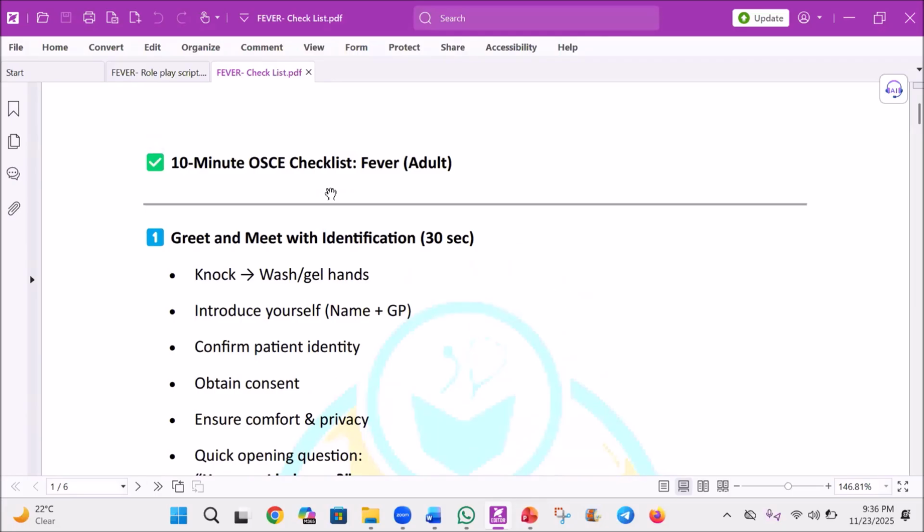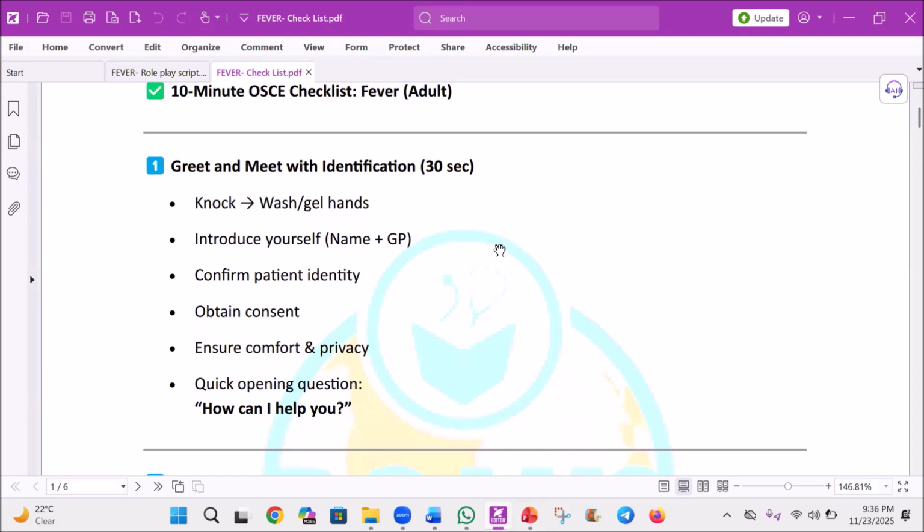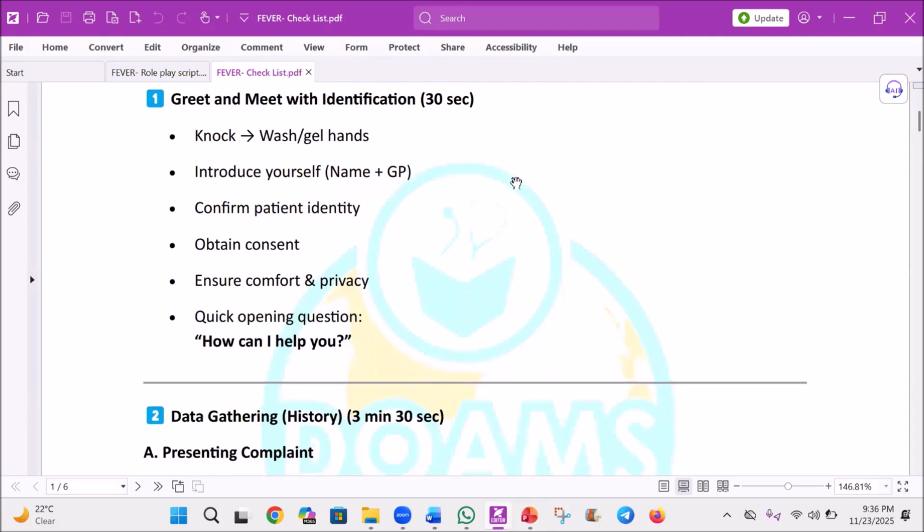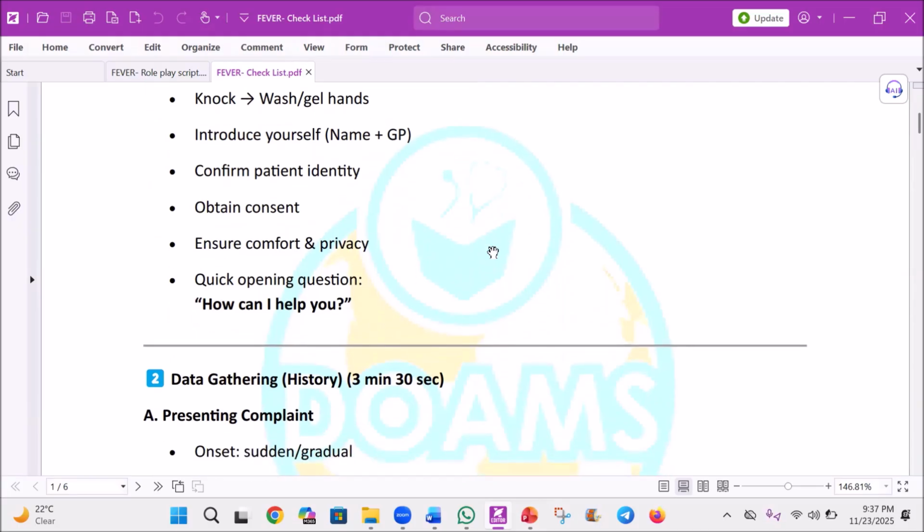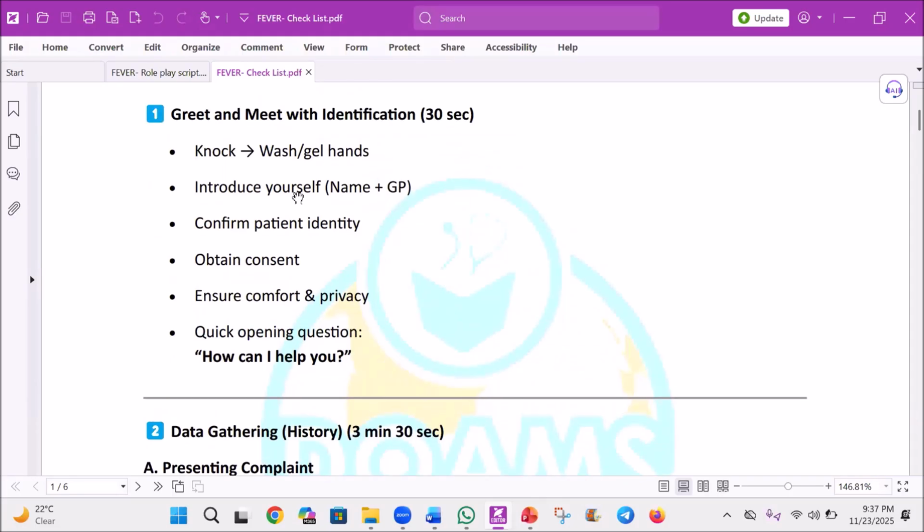This is a checklist prepared for you: a 10-minute OSCE checklist for fever. So your diagnosis is again not important. I'm just scrolling down very quickly, so just follow me, please. This is your introduction: greet and meet. In the exam, those who are very new, please be attentive. Knocking the door, washing the hands, this is the sanitization and so on. Introduction with your name, that you are a GP also. And how to say it, you can see in the role play script. These are the very basic principles of performance in the OSCE station.